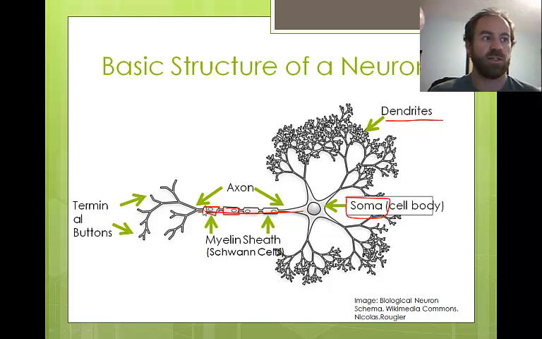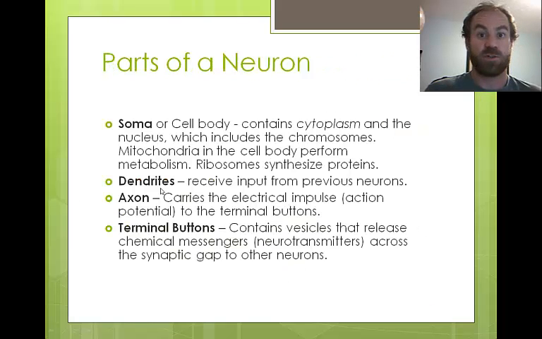Eventually, the axon splits into branches called terminal branches, and these end in nodules called terminal buttons. Each button contains vesicles that hold the neurotransmitter chemicals necessary for sending the message along to the next neuron. So there's the basic structure of a neuron. We could get much more in depth, but this will suffice for our purposes in this class.